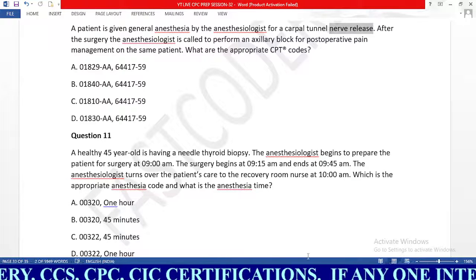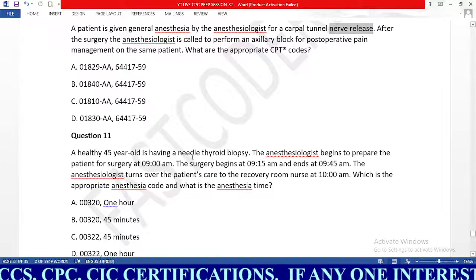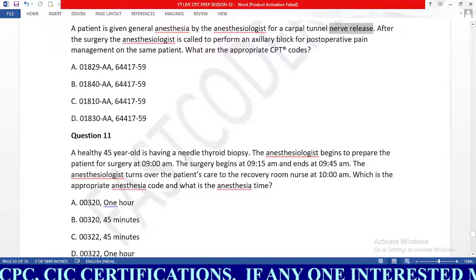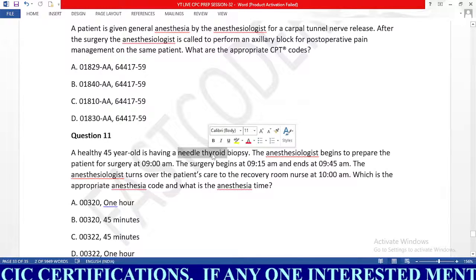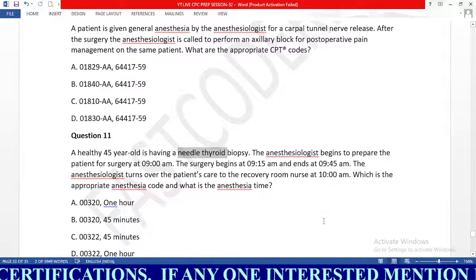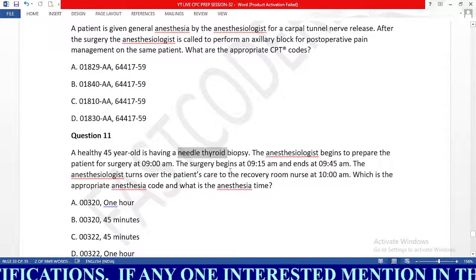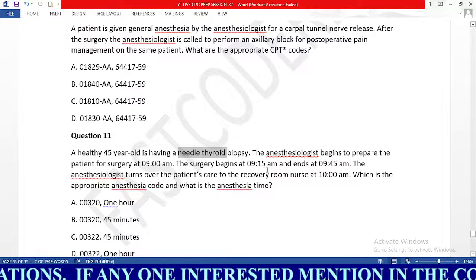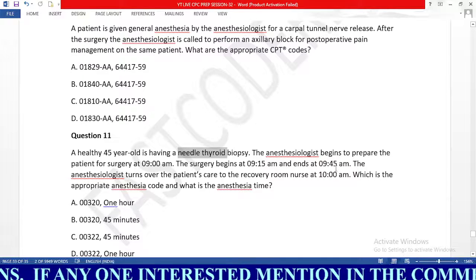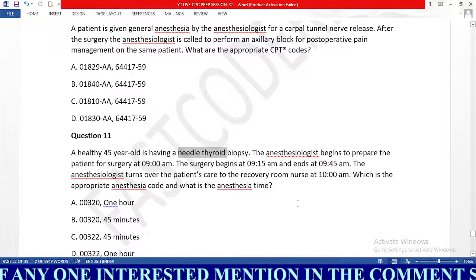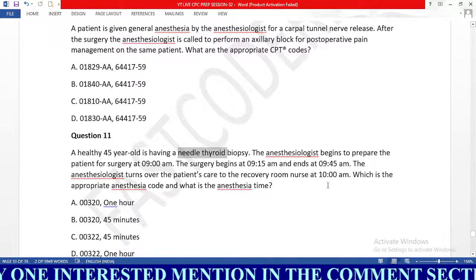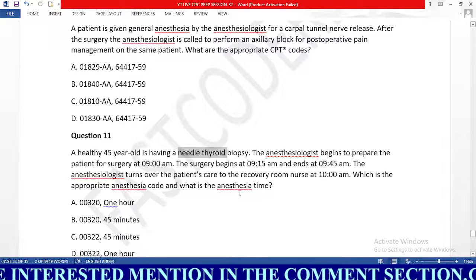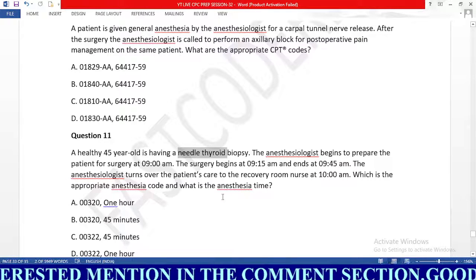Here, the patient came in for a needle thyroid biopsy. The anesthesiologist begins to prepare the patient for surgery at 9 a.m. The surgery begins at 9:15 and ends at 9:45. The anesthesiologist transfers the patient care to the recovery room at 10 a.m. So, which is the appropriate anesthesia code and what is the anesthesia time?